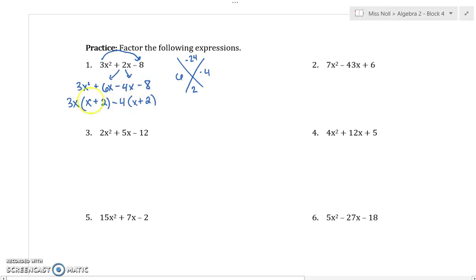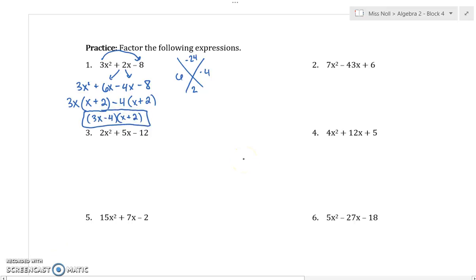So I have 3x minus 4 as the terms out front, so that's going to be one of my quantities, and then x plus 2 is the matching one right there. So my final answer is the quantity 3x minus 4 times the quantity x plus 2.